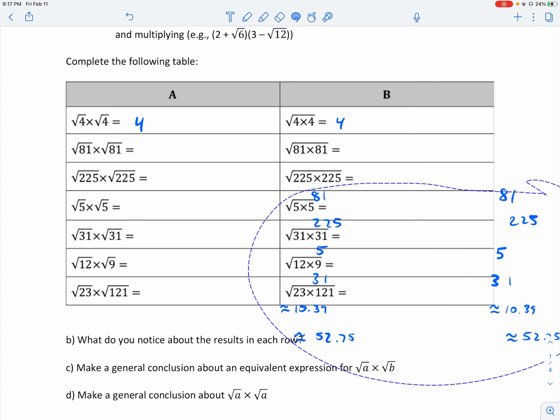Let's talk a little bit more about radicals. Some numbers cannot be expressed as fractions. These are called irrational numbers.